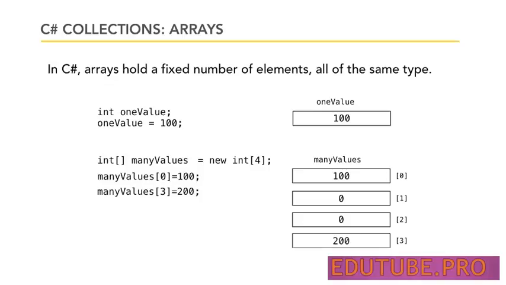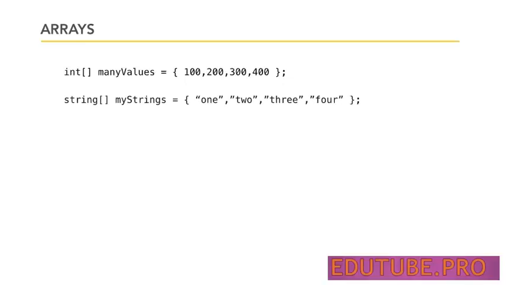Just like other variables in C#, I can also initialize array variables just like I can initialize other variable types. So in this case, I'm declaring an integer array called manyValues, and rather than creating the new memory using the new operator, I'm using curly braces and then just putting the array values inside the curly braces separated by commas. This will create an array of 4 integers, just like we saw in the previous example. And of course, I can do this with strings too. I can say string array, myStrings equals, and then inside the curly braces, just 4 strings.